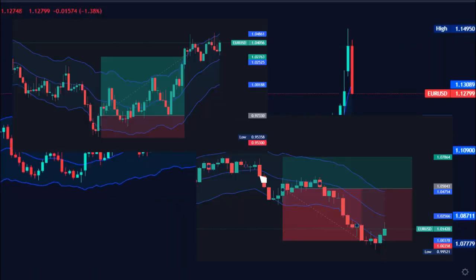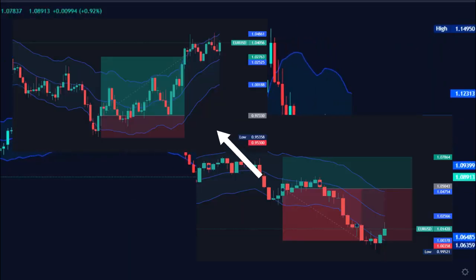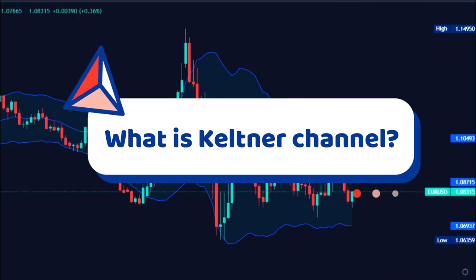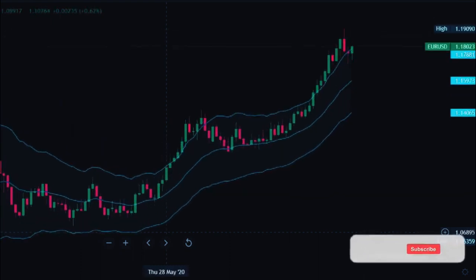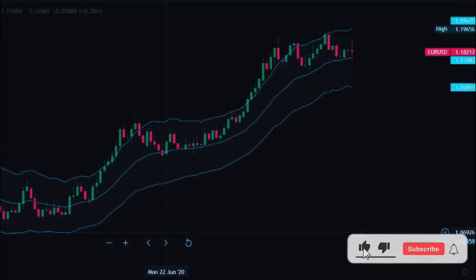Turn your losses into profit with this powerful Keltner Channel strategy. But before we start, let's see what this indicator is. The Keltner Channel is a technical analysis indicator that can be used to spot changes in market trends and volume.